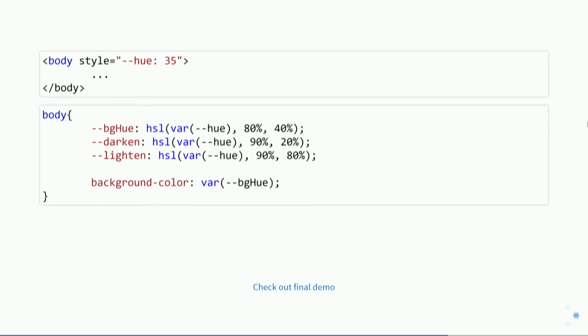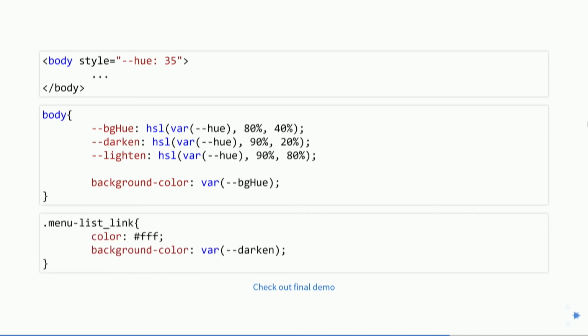Then you create a couple of other custom properties, one that's kind of natural with an 80% saturation and 40 lightness, and then you create a darker version and a lighter one. With these other two versions, you can ensure that the things you do with this will be accessible, because what you will be doing is to apply, for example, to the links, white text color and the darker version of the hue. So we can assure that, okay, this will look good, this will be accessible.